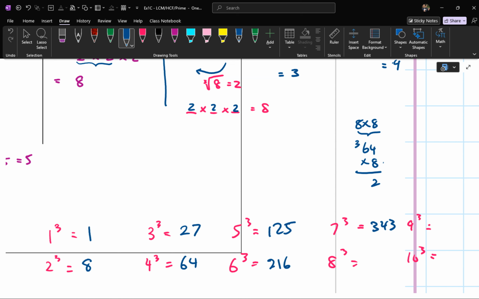No, that's okay. 3, 2. 8 times 4 is 32. 8 times 6 is 48. 48 plus 3. 8 cubed. 512. Very good.